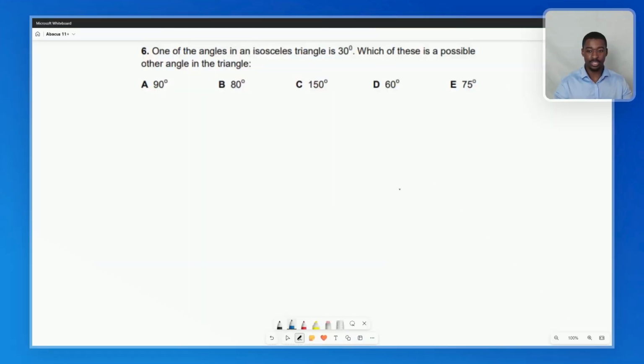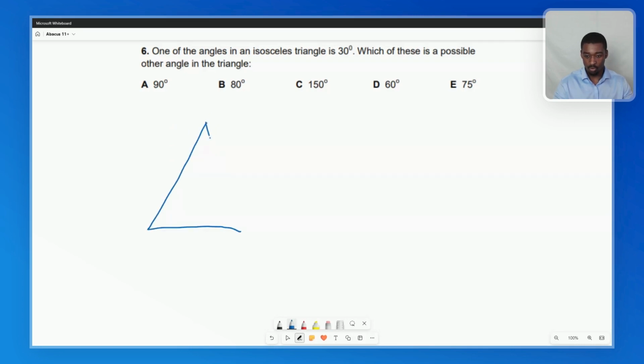Okay, so here for this next question, we have to be very logical. So we know one of the angles in an isosceles triangle is 30 degrees. Which of these is a possible other angle in the triangle? So first things first, we need to understand what we mean when we say isosceles triangle.